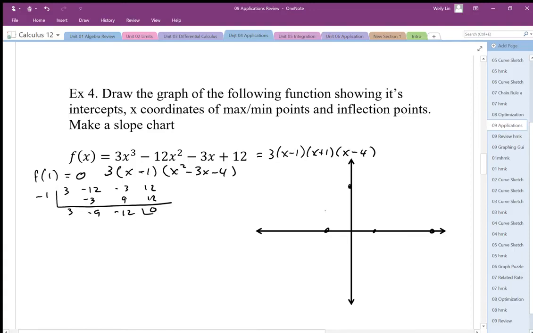I know this is going to go kind of in this direction like that, right? Now I want to be a little bit more precise. I want to find the max-min points and inflection points. Max-min points are generated from my derivatives. So differentiating this, I'm going to get 9x squared minus 24x minus 3. Factoring out my 3's.